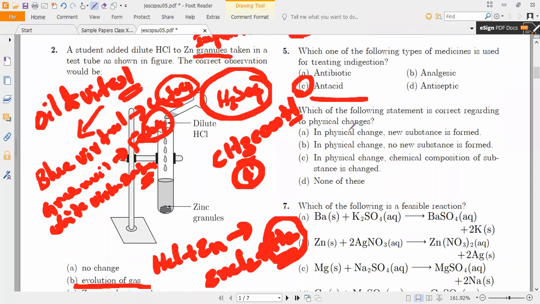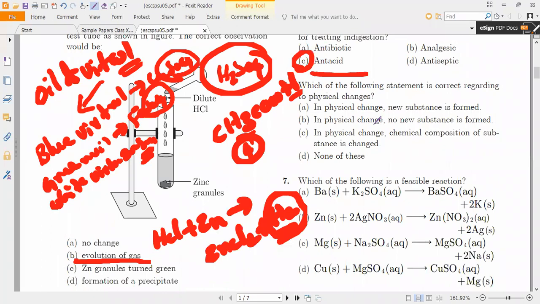Next, which of the following statements is correct regarding physical changes? Physical change means you have to remember: chemical composition remains unchanged, no new substances are found. Option B. Why? Because there are no new substances found. There is no new substance formed.